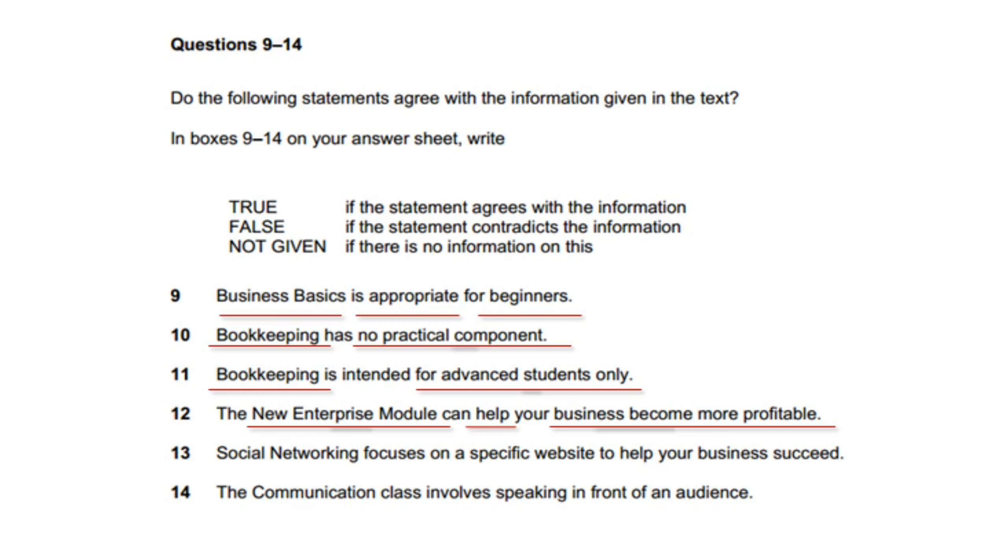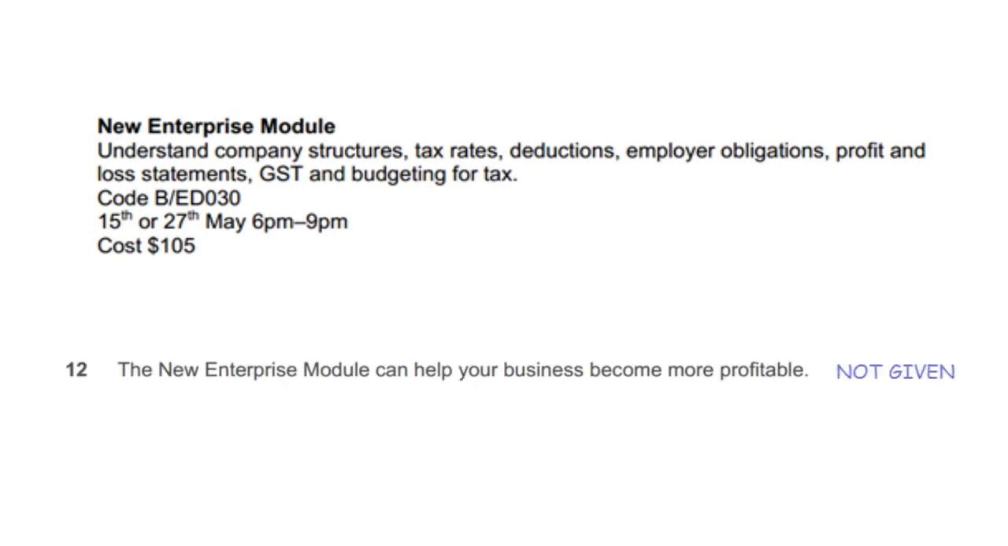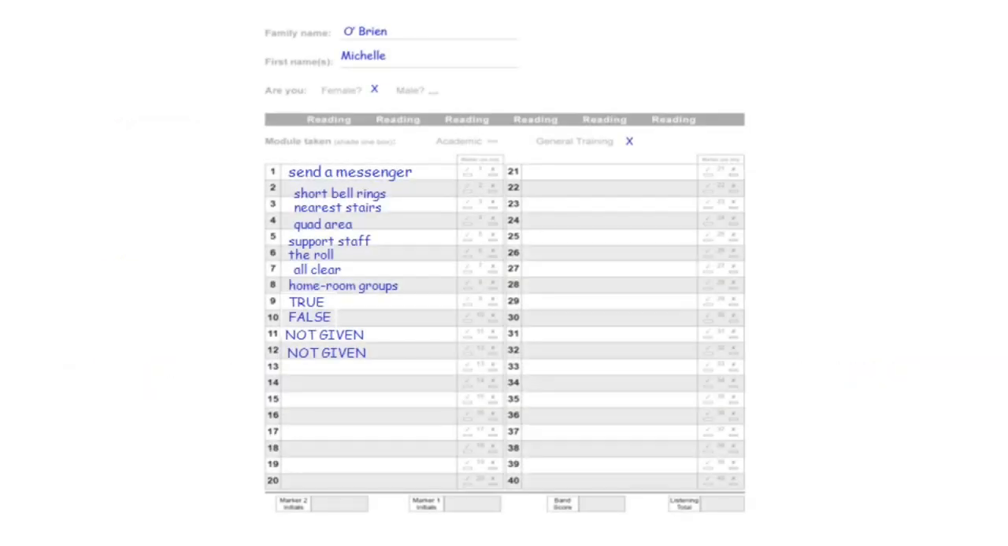I would underline new enterprise module, help business become more profitable. So let's read the new enterprise module. It says, understand company structures, tax rates, deductions, employer obligations, profit and loss statements, GST, and budgeting for tax. It's on the 15th or the 27th of May from 6 p.m. to 9 p.m. and the cost is $105. Again, it does not mention anything about helping your business become more profitable, so the answer is not given. So on your answer sheet, write not given for the 12th answer.